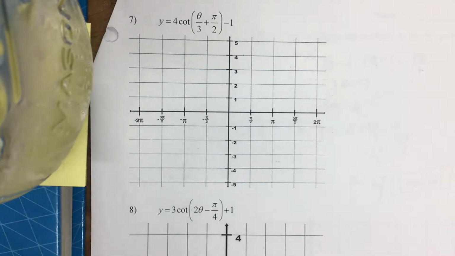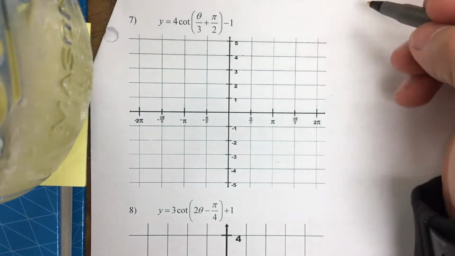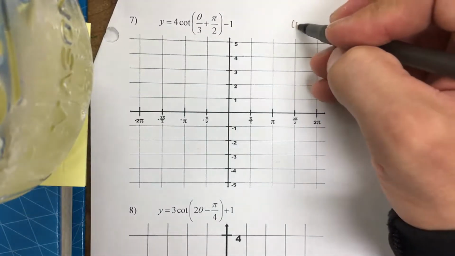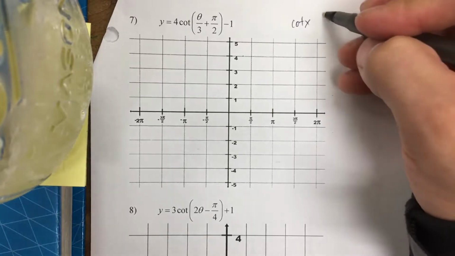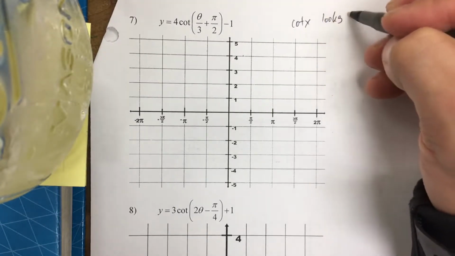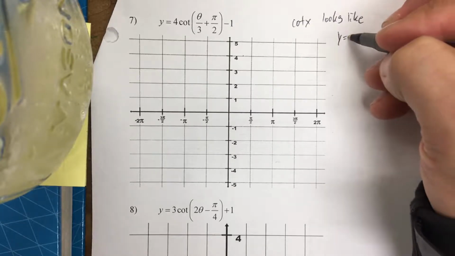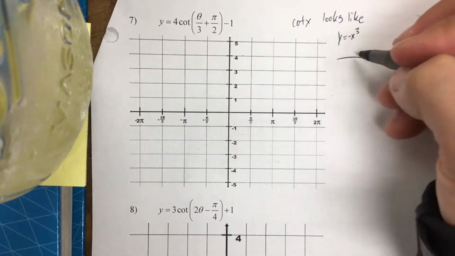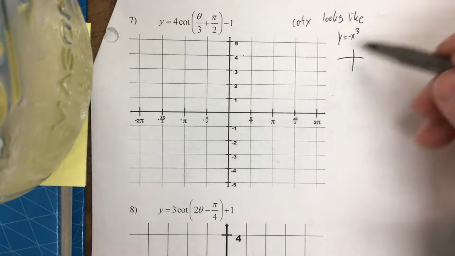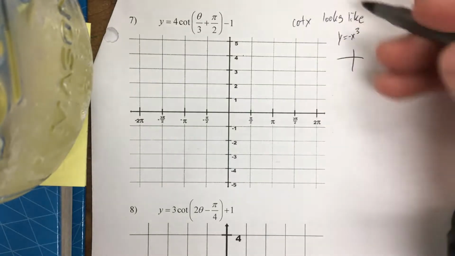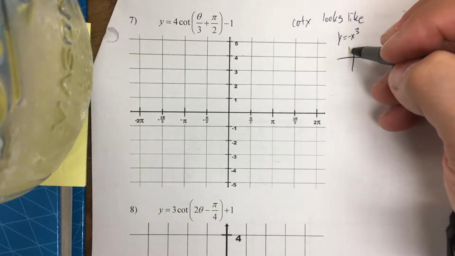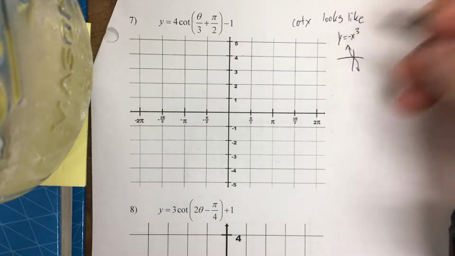All right, so in this graph, we're going to go ahead and graph cotangent. One of the first things we look for, just to remind ourselves, is that cotangent of x looks like y equals negative x to the 3. Whereas the regular tangent looks like x to the 3, cotangent looks like negative x to the 3. So that means the base graph is going to look like this right here.